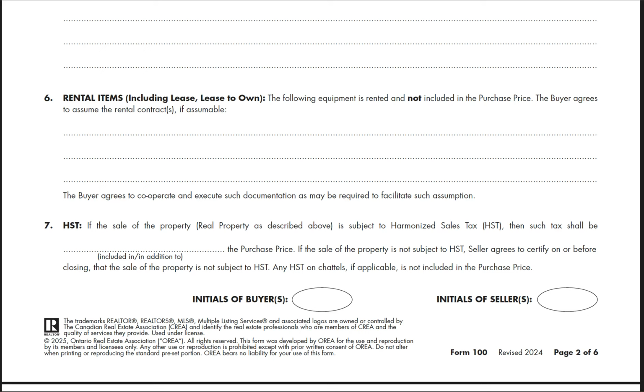So what's the purpose of this clause? It basically avoids unexpected tax liabilities, ensures compliance with the tax laws, and protects buyers in resale transactions. If HST does not apply, the seller must certify this, preventing any surprise tax bills later.